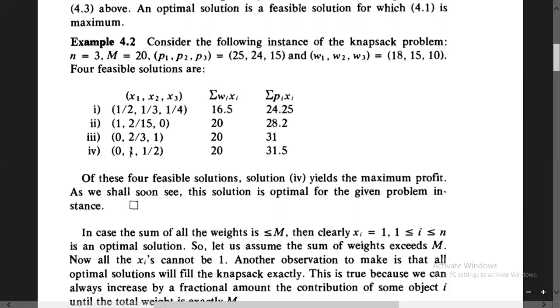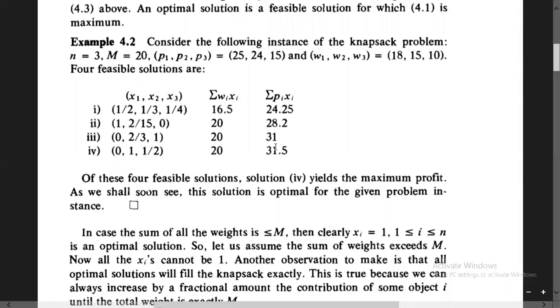Second item you have taken fully. So 15 kgs you have taken, and the remaining capacity is 5 kgs. So 5 means, since 10 is the total weight, you have taken half of it. Half of it is 5 here. So this is 0, 1 and 2, and you calculate this WiXi and PiXi. These are the values which you get. So out of all these values, solution 4 will give you the maximum profit.